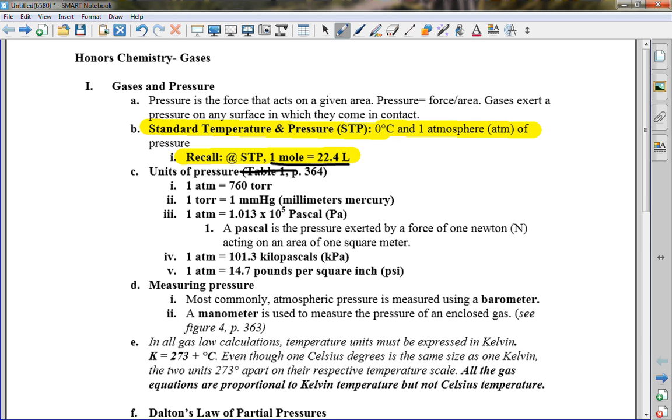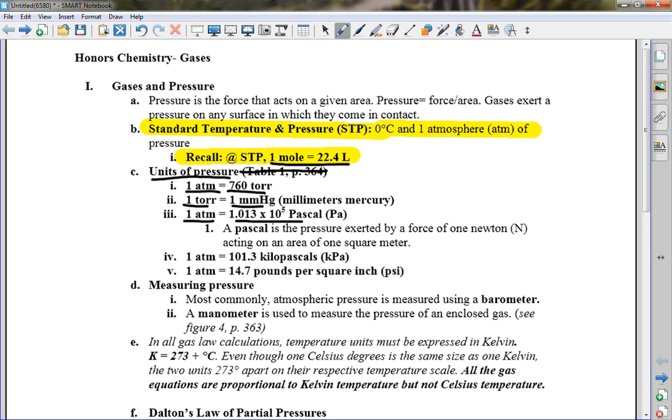This table right here does not apply to you. That's actually from an old book, but these are the units of pressure, all the same. These units of pressure and how to convert them are things you should be familiar with. 1 atmosphere of pressure is the equivalent of 760 torr. A torr is also the same as a millimeter of mercury. 1 atmosphere also converts into pascals, so it's 1 times 10 to the 5th pascals.